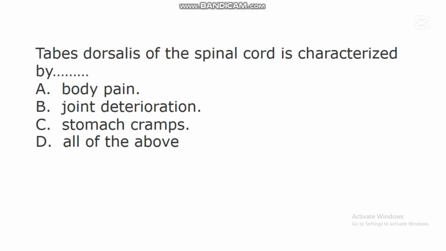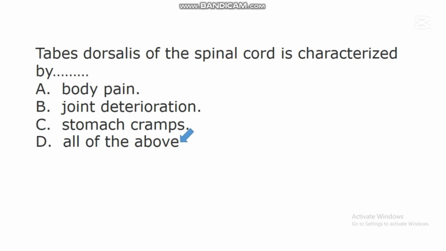The next question says, Tabes dorsalis of the spinal cord is characterized by dash. A. Body pain. B. Joint deterioration. C. Stomach cramps. D. All of the above. In this question, the correct answer is D.